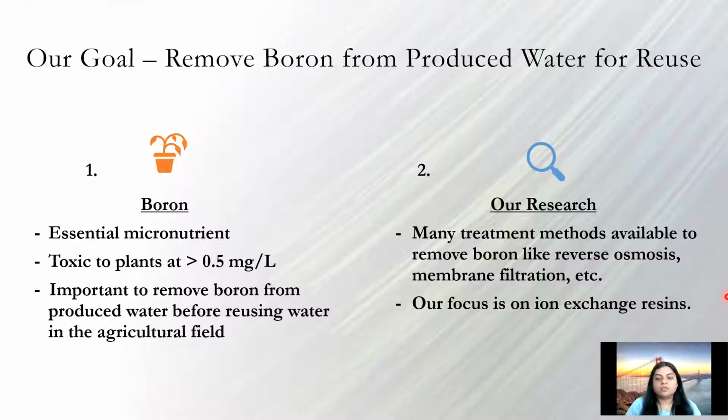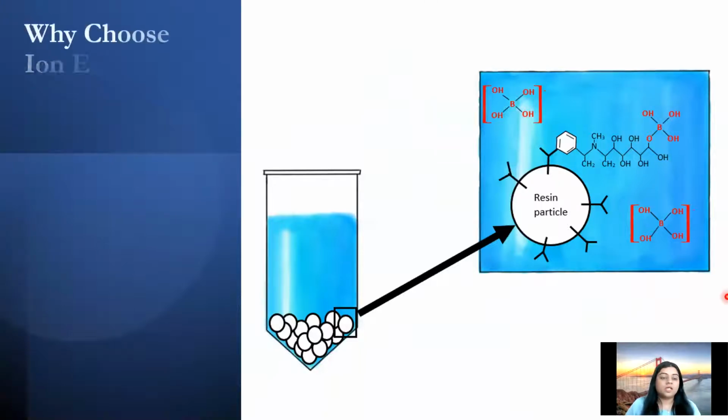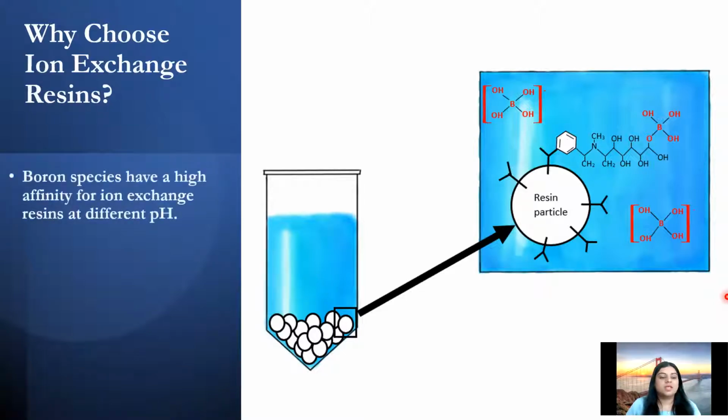Our focus is to remove boron using ion exchange resins. Now you would wonder, why choose ion exchange resins? Well, there are three reasons. First is that boron species have high affinity for ion exchange resins at different pH. For example, if you see this picture, boron binds well to the resin.